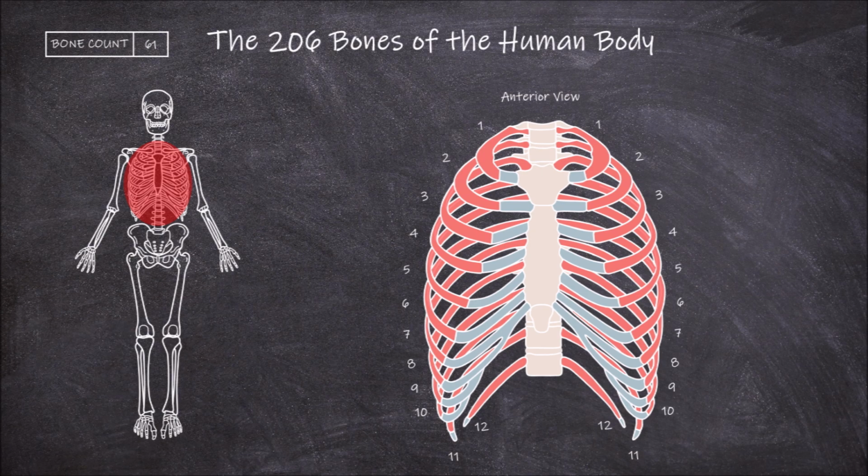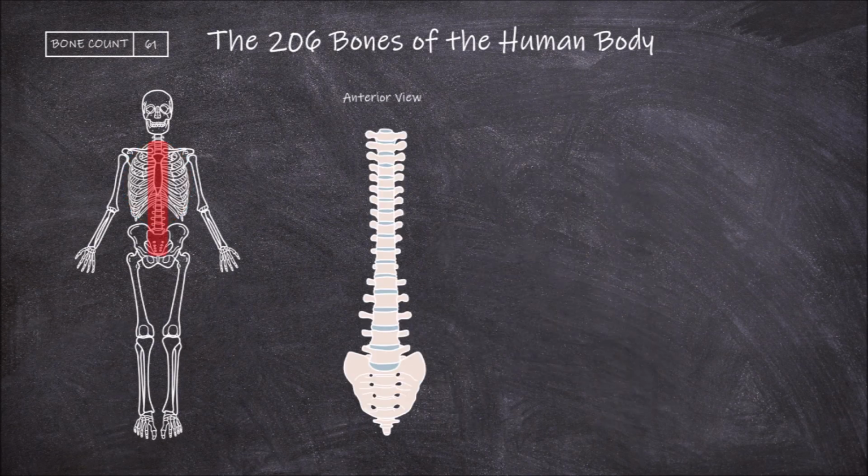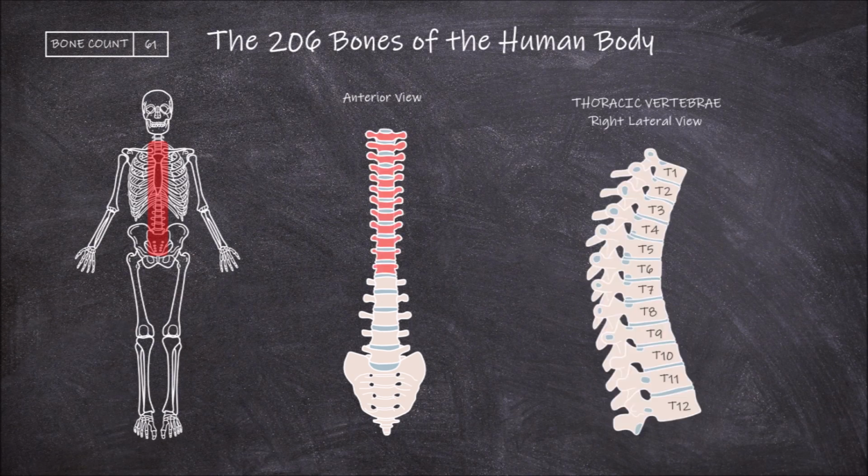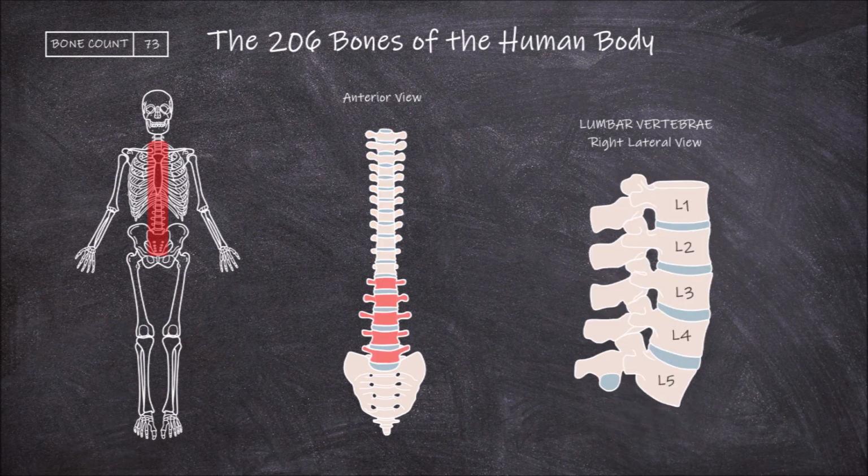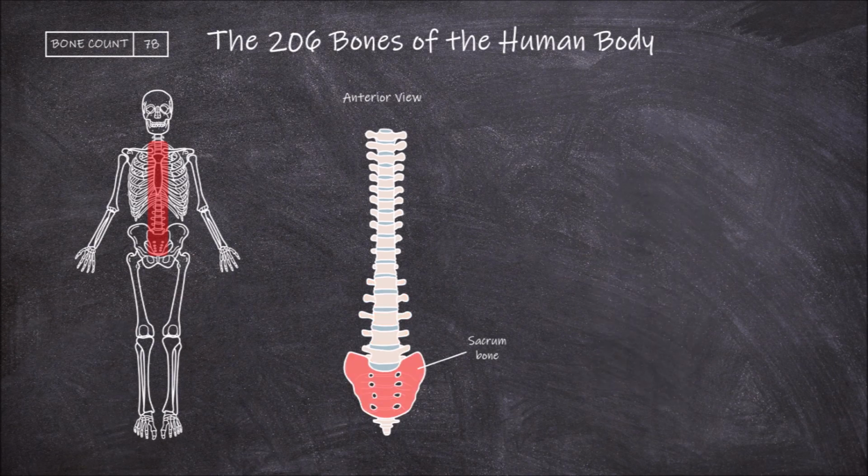If we now move on to the bones of the remainder of the vertebral column, we have the next 19 bones. First we have the 12 thoracic vertebrae that continue on from the cervical vertebrae already counted from the neck region. This takes us up to a total of 73 bones. Next are the 5 lumbar vertebrae. This takes us up to a total of 78 bones. Next is the sacrum bone. This takes us up to a total of 79 bones.